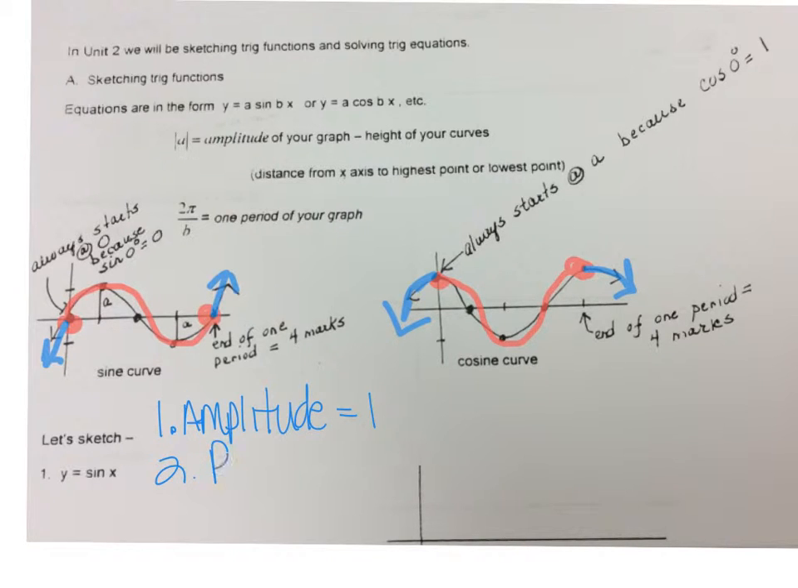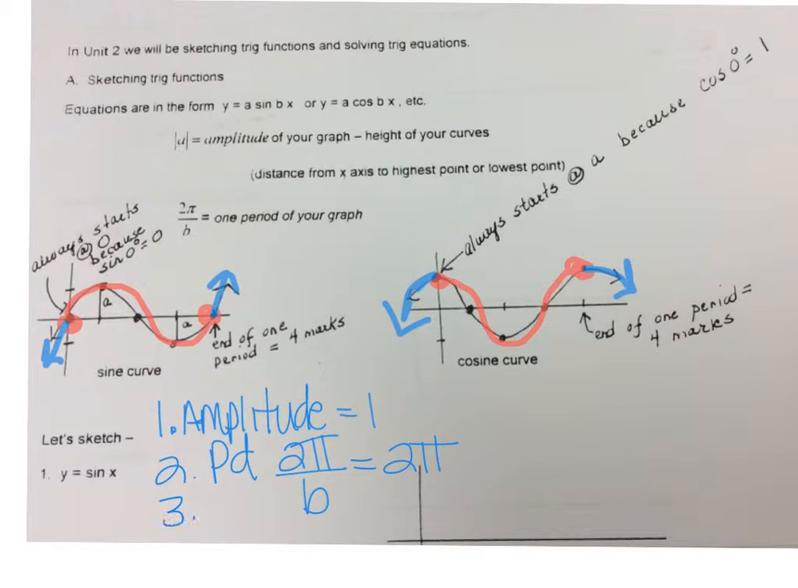Number 2, we're going to find the period. The period, for sine and cosine, is 2 pi over b. B is going to be the coefficient of your angle. In this case, it is 1. So the period is 2 pi over 1, which is 2 pi.